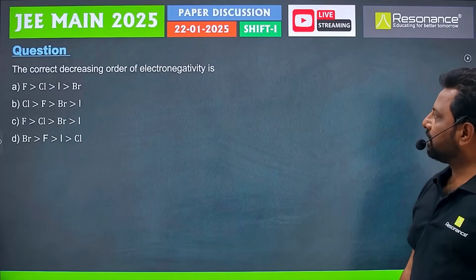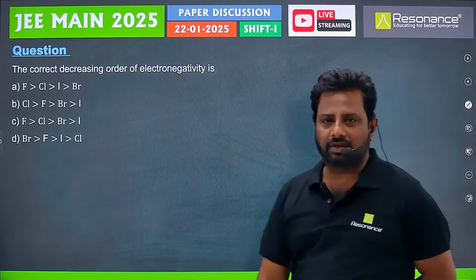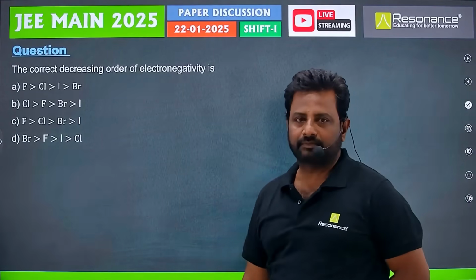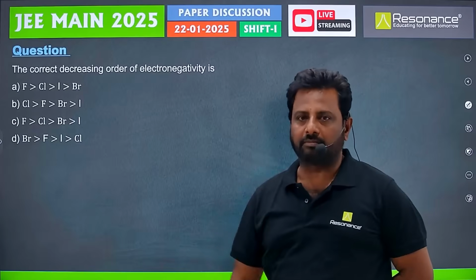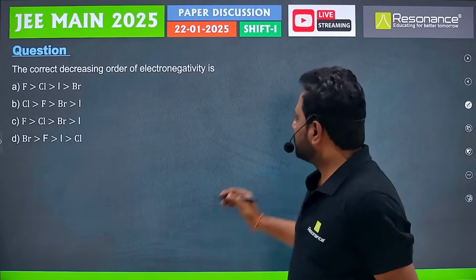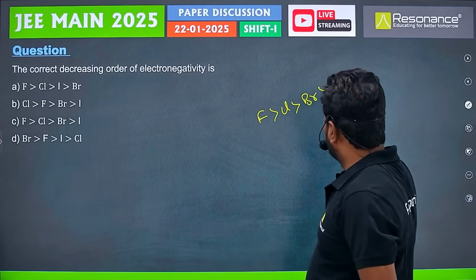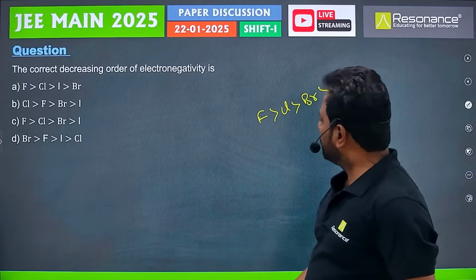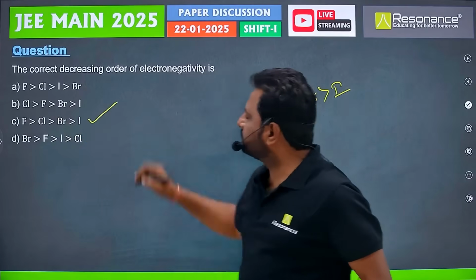The correct decreasing order of electronegativity. Here fluorine, chlorine, bromine, iodine are given. These are a group of elements. In that group, as we move from top to bottom, electronegativity values decrease. So the correct order is fluorine greater than chlorine, chlorine greater than bromine, bromine greater than iodine. C is the correct option.